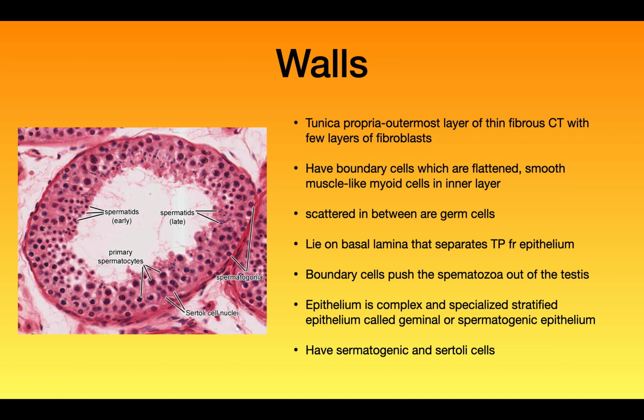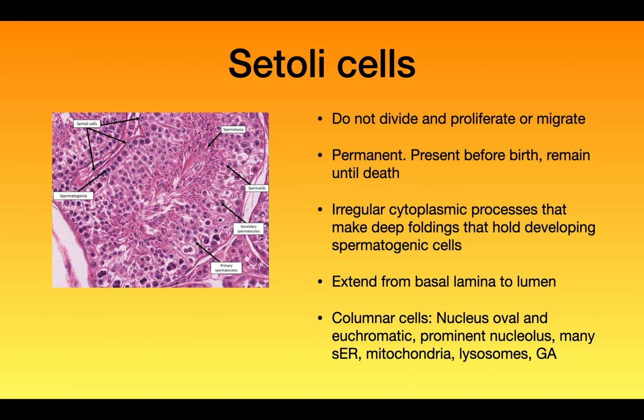The epithelium of the testes is pretty complex, and it's made out of a specialized stratified epithelium, which is a germinal or spermatogenic epithelium. So the spermatogenic epithelium will support the sperm cells and push them out once matured enough. Those will contain the spermatogenic cells, which are the precursors to sperm cells, and the Sertoli cells, which support those. Sertoli cells are your permanent cells, and they don't mature or die. They're present before birth, and they remain until your death.